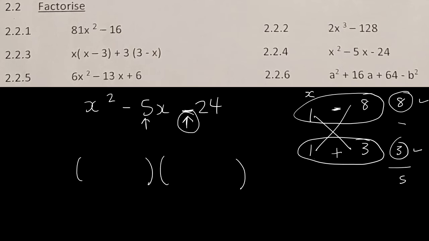So remember, when this is minus, this here is minus. That means one takes a minus, one takes a plus. Right? There's another rule obviously for when this is a plus. So now I'm going to read my answer horizontally. So I got x minus 8 into x plus 3. And that becomes my final answer.